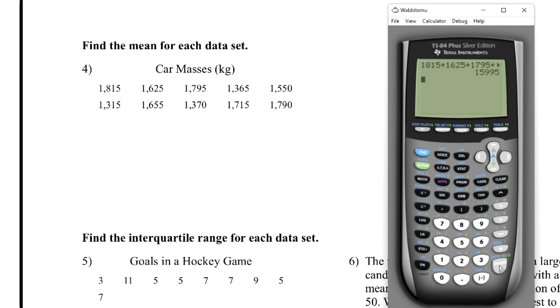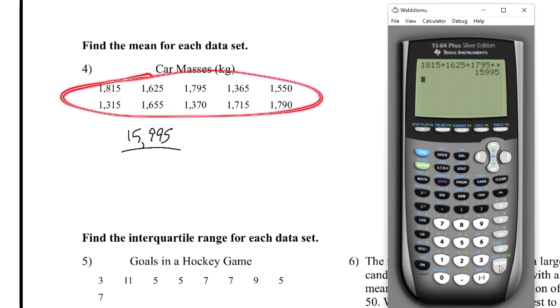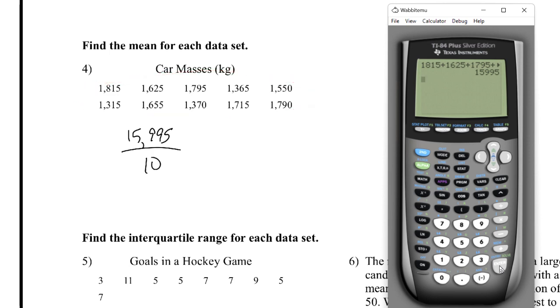And the result then is, so when I add all those together, I get 15,995. And I'm going to divide by however many data points there are. There are 10 data points. So when I do that division, I can just go in here and say divided by 10. And the result is 1,599.5.